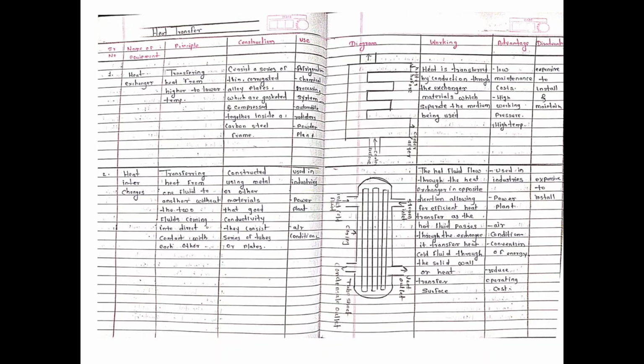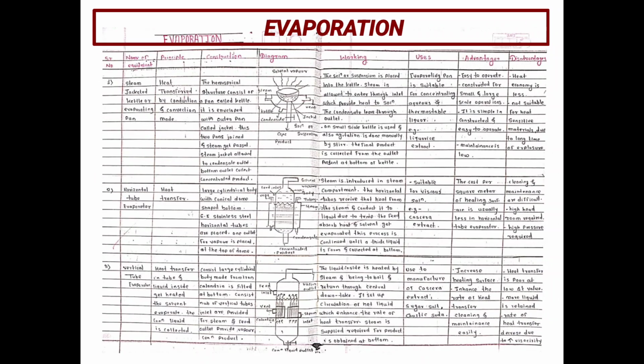So this is the heat transfer. Next, evaporation. Evaporation is a unit operation in which a large quantity of liquid is evaporated by applying heat to make a concentrated product. The equipment used in the evaporation process is the steam jacketed kettle, also called evaporating pan, the horizontal tube evaporator, and the vertical tube evaporator.